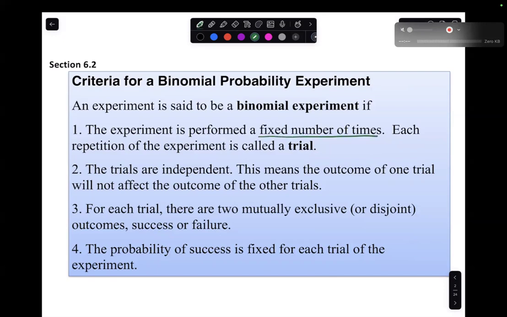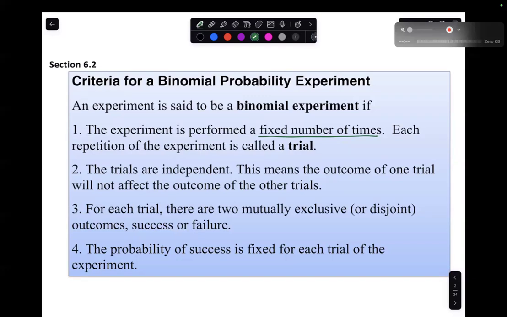Okay, so there has to be a fixed number of trials. Every repetition of the experiment is called a trial. So rolling a dice, or maybe figuring out how many green M&Ms are in an M&M bag. However many times you repeat it is the number of trials. However many people you chose, like my sample size: if I chose 20 people out of a population, I would have 20 trials because each person would get to answer whatever the question is. So, a fixed number of trials.